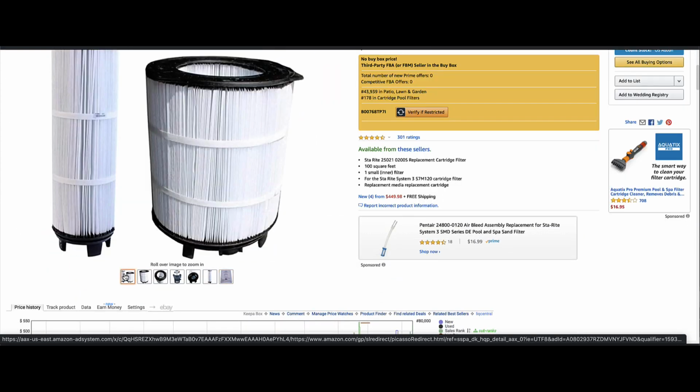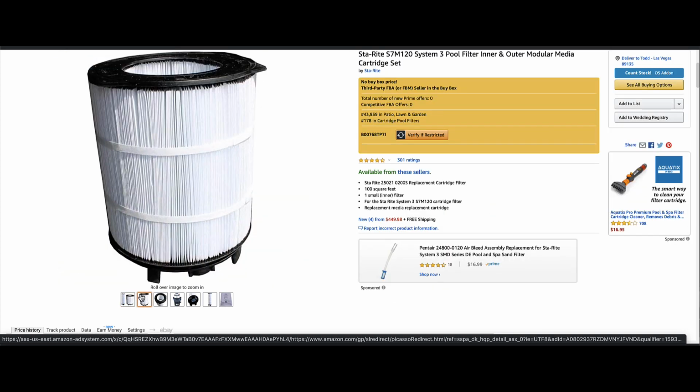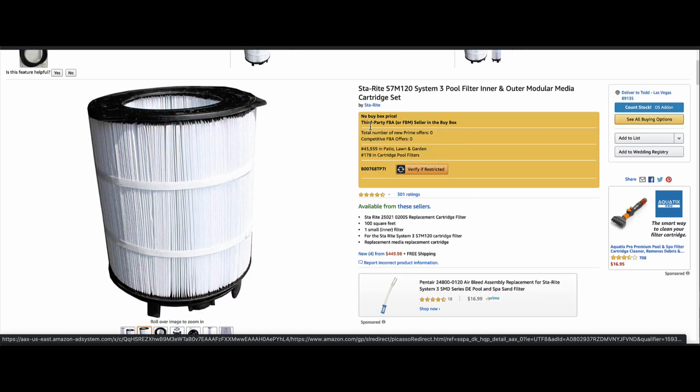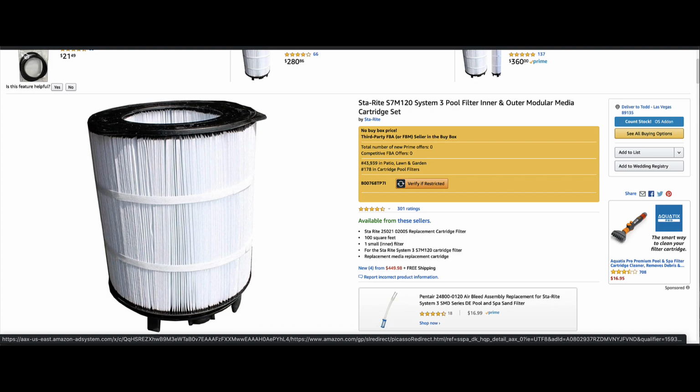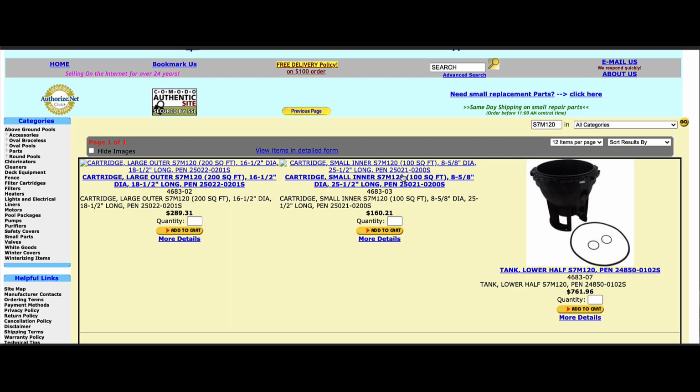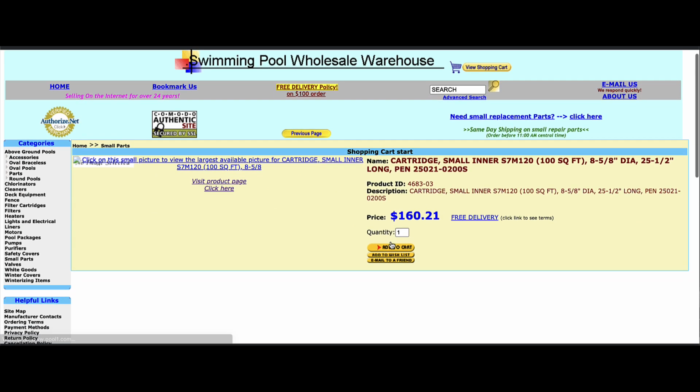I'm pretty sure because that shows 2, but I think they're only getting the System 3 pool filter inner and outer modular media cartridge set. It's a System 3. So again, it's a little confusing. System 3. Cartridge, small inner. Just really hard to tell. Let's click on more details. You certainly don't want to make a mistake here.